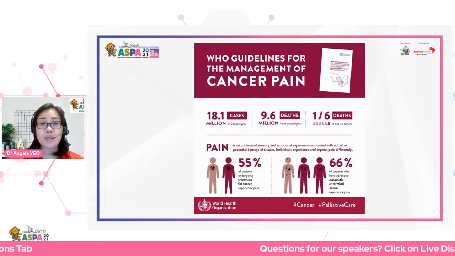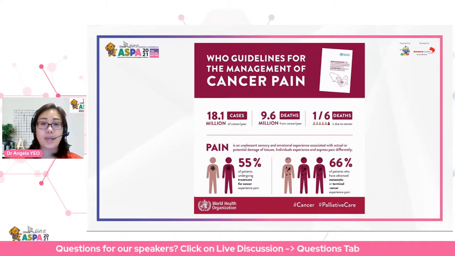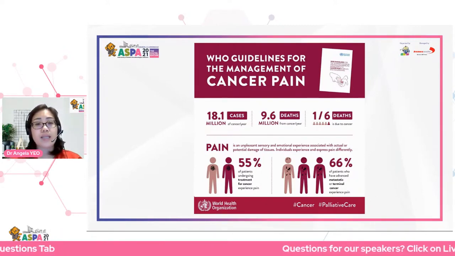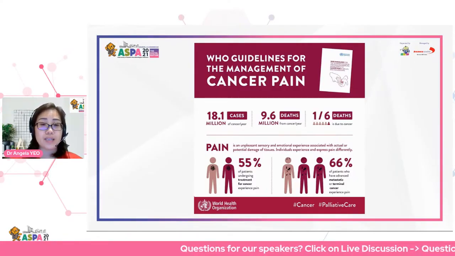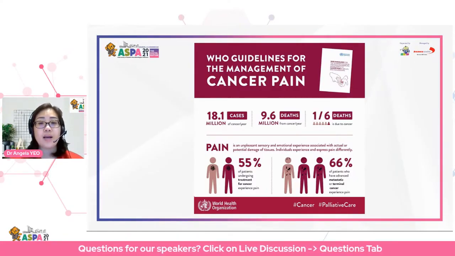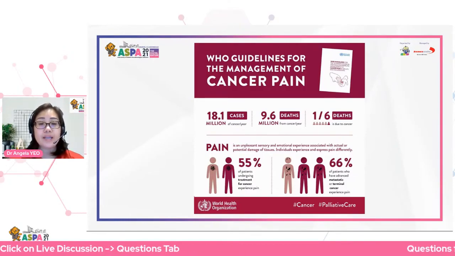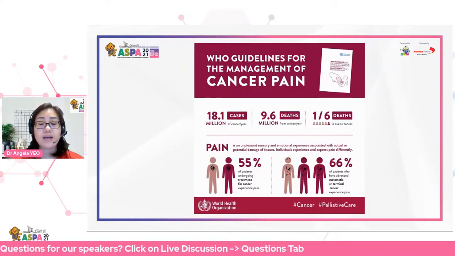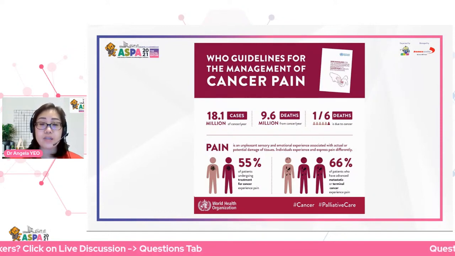Before we close for the day, I would like to remind everybody of the WHO guidelines for the management of cancer pain. As you can see from this, this wasn't in pediatrics per se, but it was just a broad guideline for management of cancer pain. But there are 18.1 million cases of cancer a year, and 9.6 million deaths from cancer. And indeed, pain is present in 55% of patients undergoing treatment for cancer, and 66% of patients who have advanced metastatic or terminal cancer actually do experience pain.